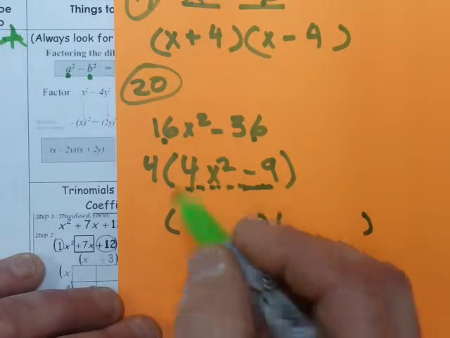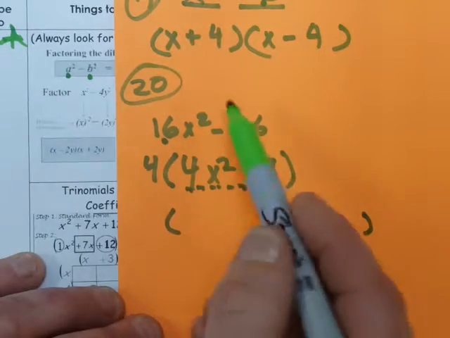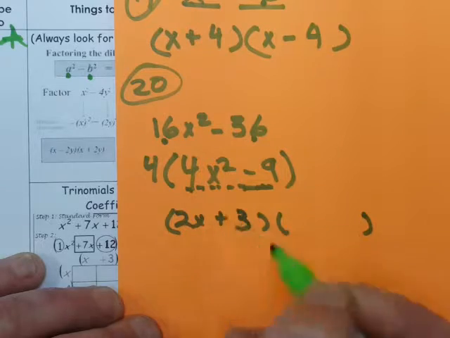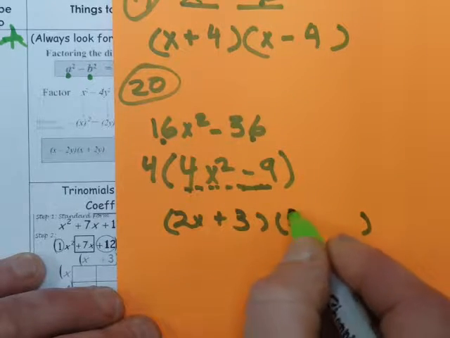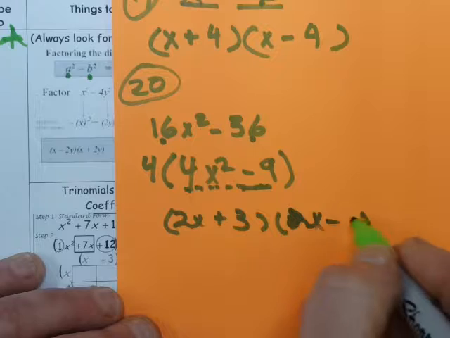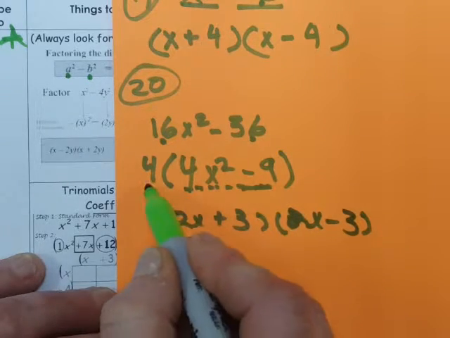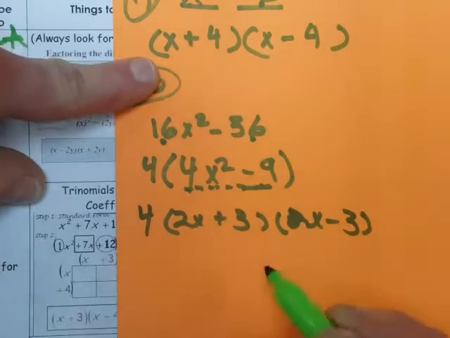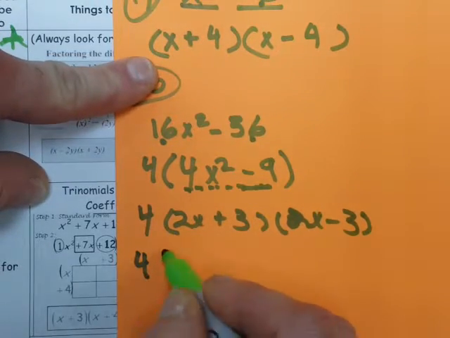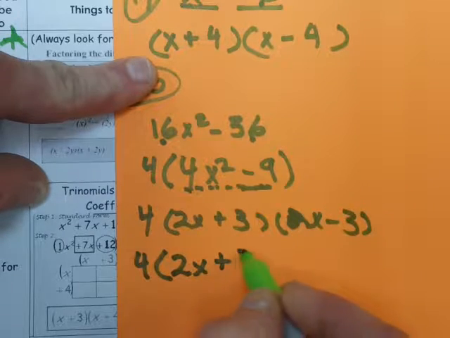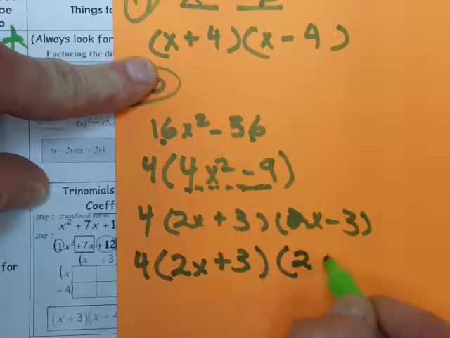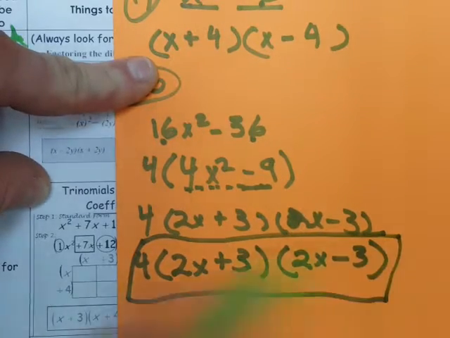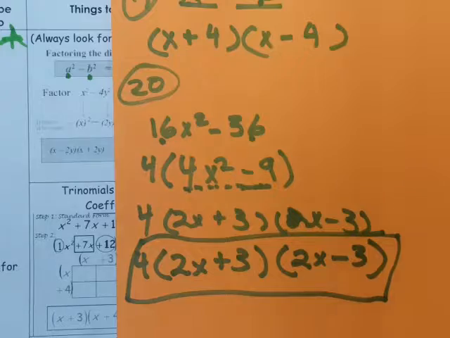We know the factored form, because we remember the pattern: the square root of the first term plus the square root of the last, the square root of the first minus the square root of the last. Now this 4 stays in front of both of those factors. Let's write this out a little bit neater. We have 4, 2x plus 3, and 2x minus 3. And that is the full factored form of that problem.